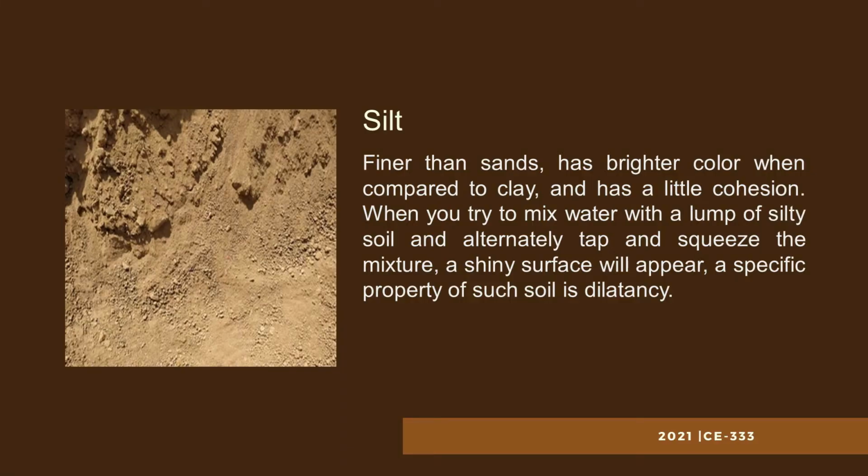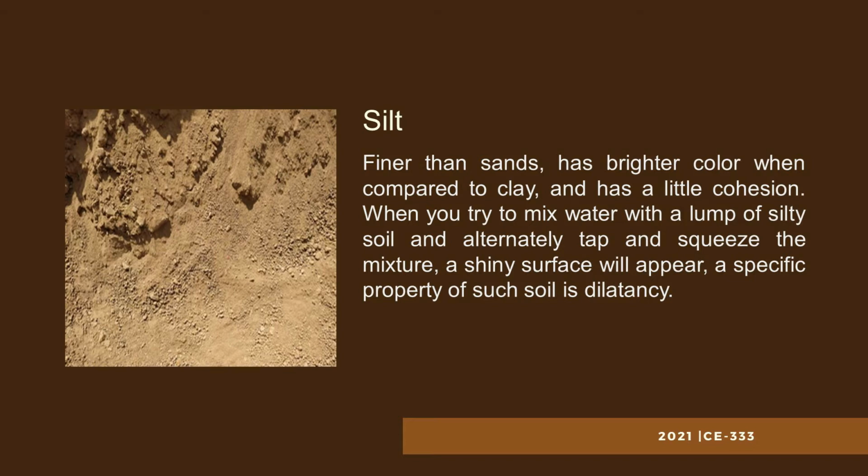The next type of soil is the silt, wherein yung silt is finer than sand and has a brighter color when compared to clay and has a little cohesion. When you try to mix the water with a lump of silty soil and alternately tap and squeeze the mixture, a shiny surface will appear, and a specific property of such soil is dilatancy. Yung silt is hindi siya nako-compact or hindi siya nasisiksik ng maayos, and wala siyang dry strength because of the little cohesion between the grains, and it can be easily broken down and pulverized when in dry lumps.